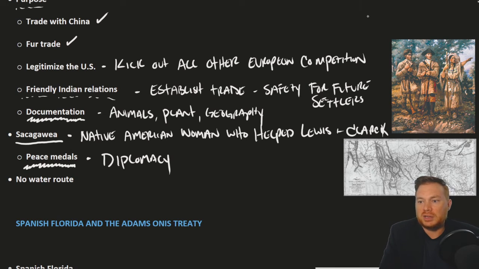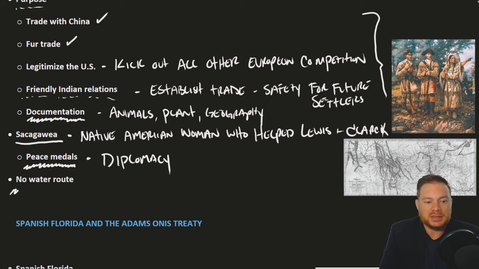Now, ultimately, a lot of stuff came out of the Lewis and Clark expedition. It took about a year. They made it all the way to the Pacific Ocean, all the way back. Only one person died along the way. Found a lot of information, established trade, established diplomatic relations, legitimized the U.S., did all those things.